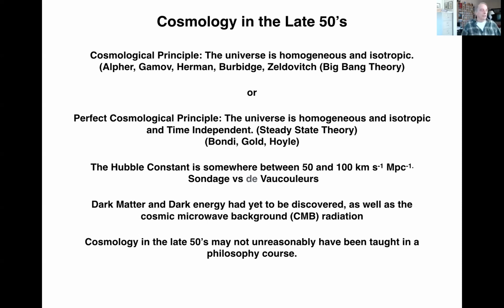The Hubble constant was somewhere between 50 and 100. Dark matter and dark energy had yet to be discovered, as well as the cosmic background radiation, cosmic microwave background radiation. So that's where we were in the late 50s. And as I state at the bottom of this slide, it could equally well be taught in a philosophy course, for all that we knew about it at that time.